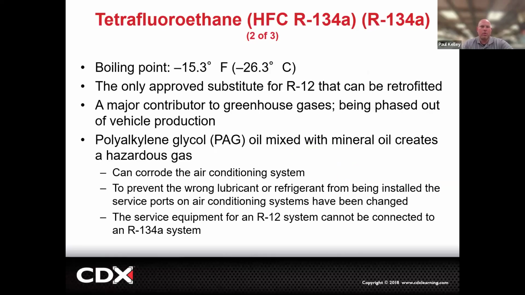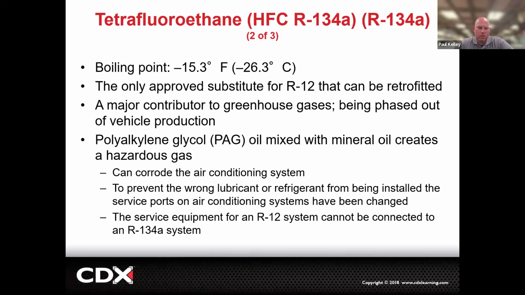Similar though, boiling point's -15, so that's fairly similar. It was the only approved substitute for R12 that can be retrofitted. So if you got an R12 system and you can't get R12, which by the way you can, but the price of R12 is way up now. They haven't been making R12 in like 30 years. So if you got R12, somebody's been keeping that for like 30 years. It's expensive. So if you want R12, you could potentially get it, but it's going to be hard to get.